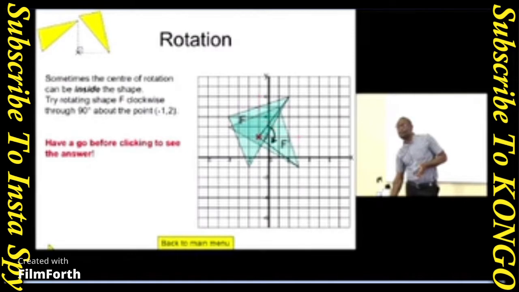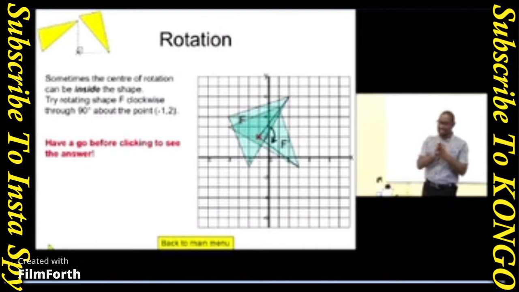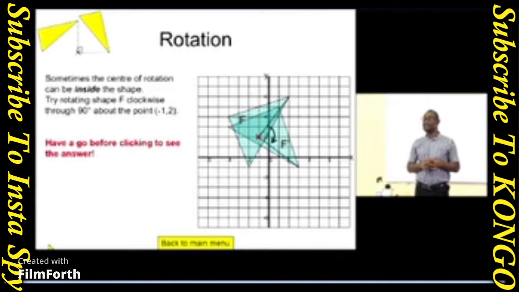Right. In a case like this, they could give the object and the image and ask you to describe what type of transformation has taken place, which you know is a rotation, and they could ask you to describe the rotation.